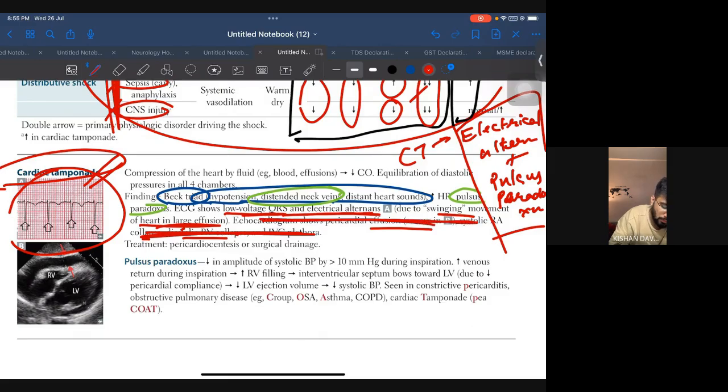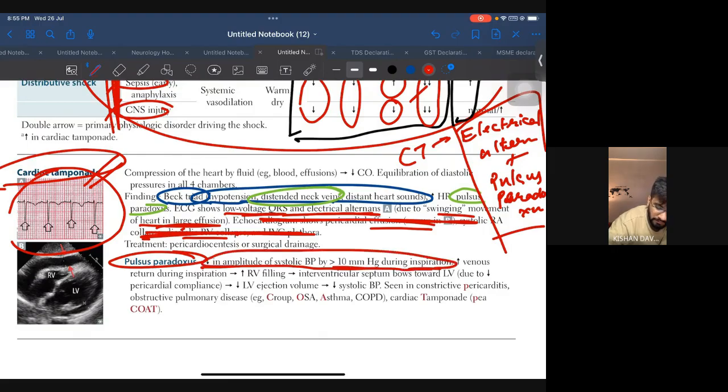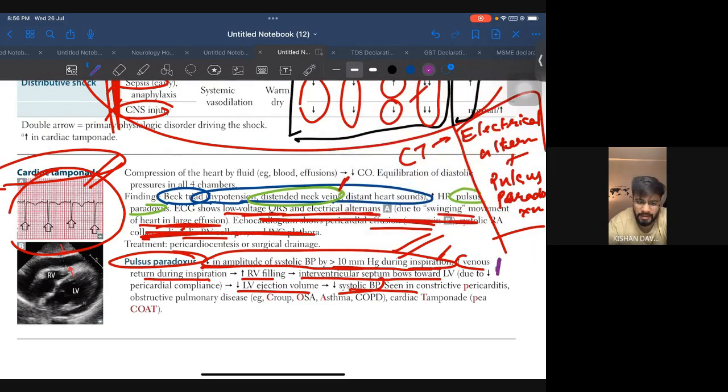Coming to pulsus paradoxus, decrease in amplitude of systolic BP by 10 mmHg during inspiration. This is very important. In the question they might give you this line, or they will give you distended neck veins or any one component of the Beck's triad. So what will happen because of this? Venous return will increase during respiration, RV filling, interventricular septum. You have to see all this, but it's not important from the exam point of view. Just read it so that you understand.